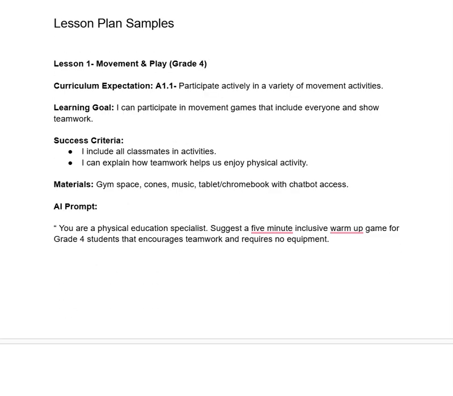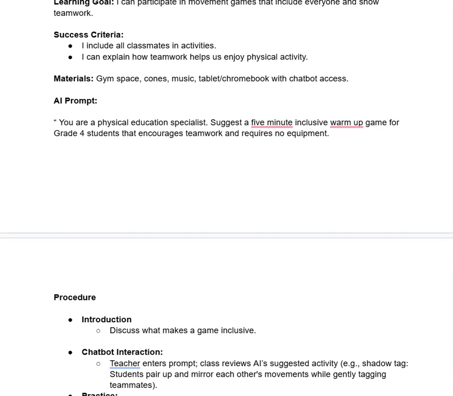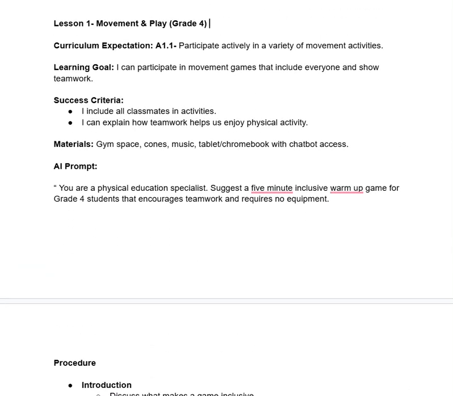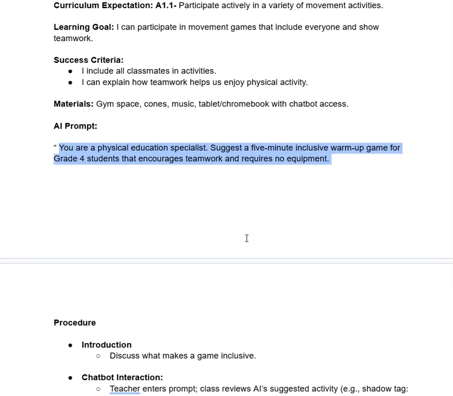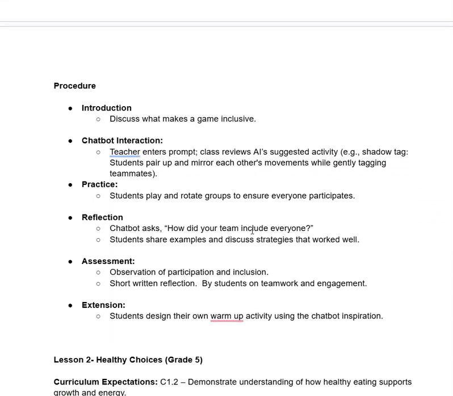So it's grade 4, and there's the prompt: suggest a 5-minute warm up for grade. Okay, so here you're giving instruction to the teacher, I guess. And then, what makes a game inclusive? Teacher enters prompt. Oh, in the class. Okay, the teacher's entering a prompt, so that's good. As something different. And then students play in rotating groups.